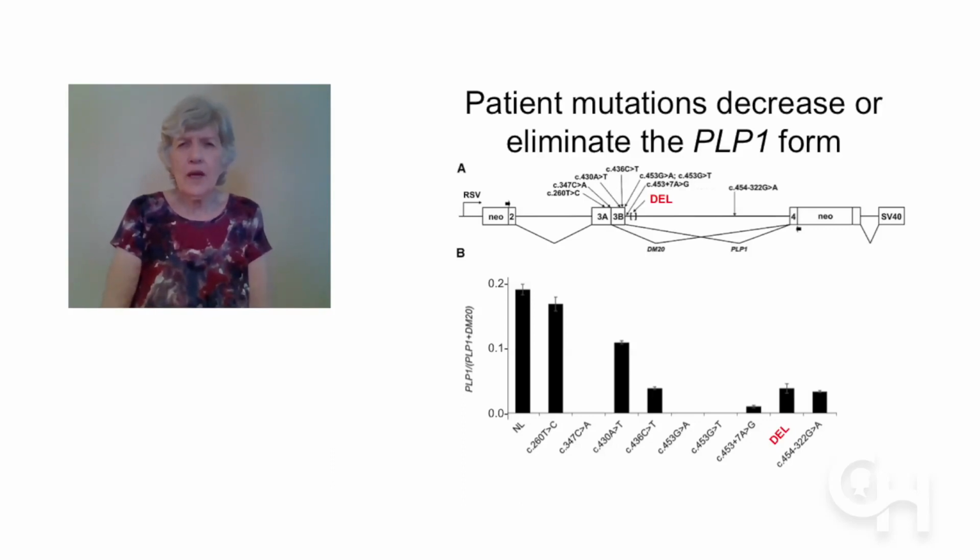Then we wanted to make a mouse model to establish that a mutation affecting the PLP1 and DM20 alternative splicing was disease-causing. And I'd like to call your attention to one of the mutations that we call DEL, marked in red on the stick figure and the graph. This mutation is the one that we chose for making the mouse.